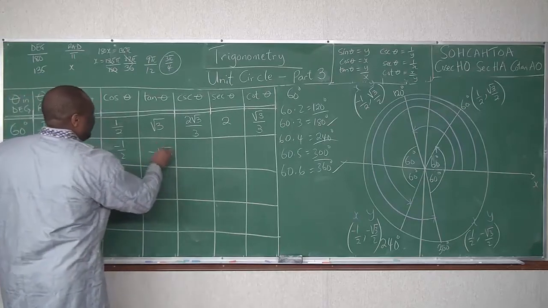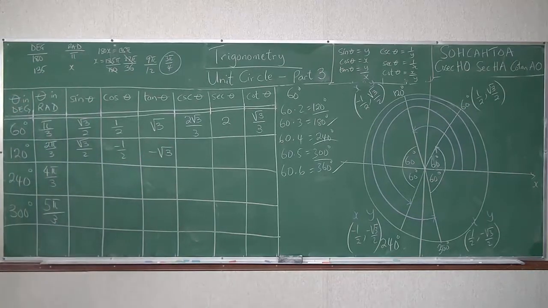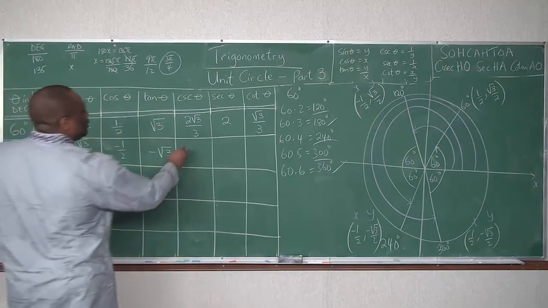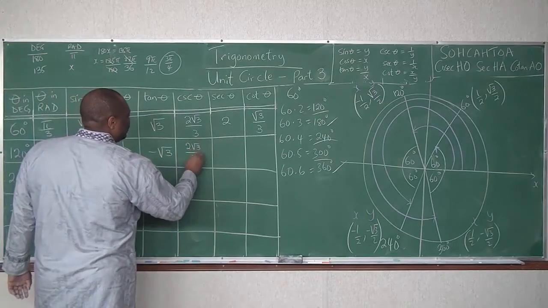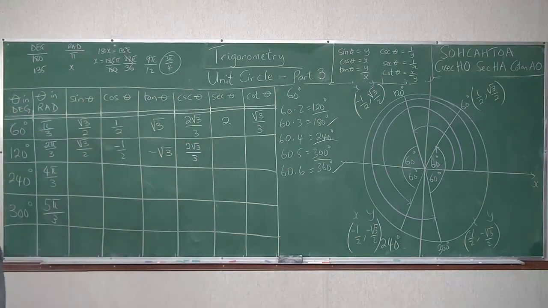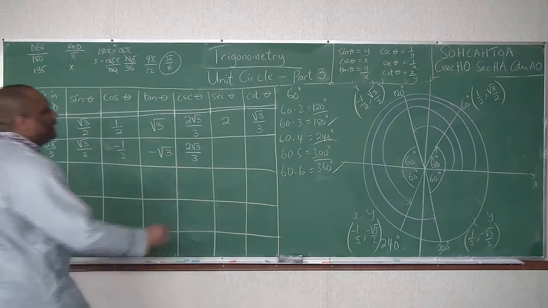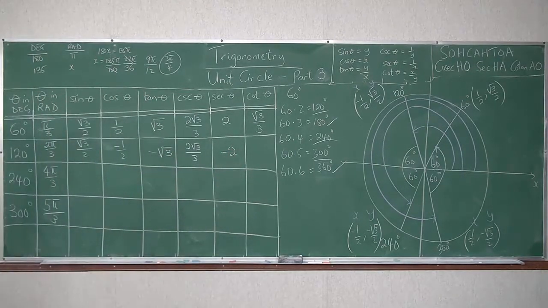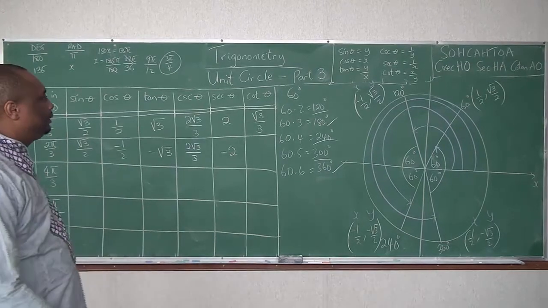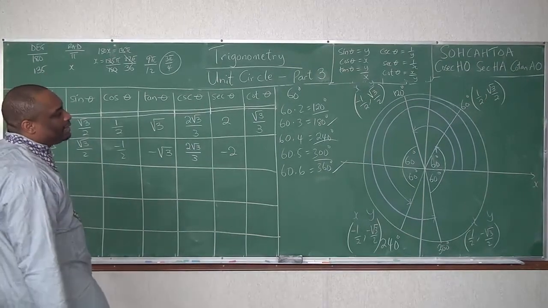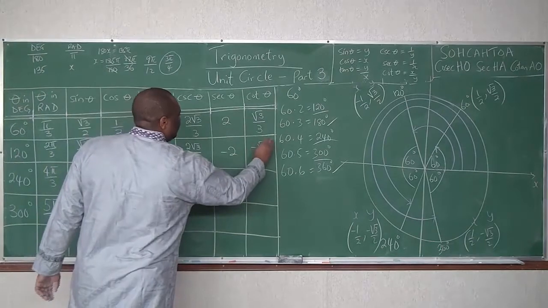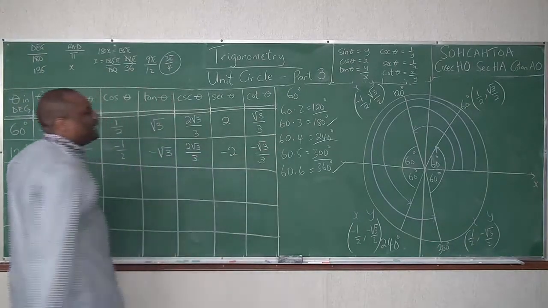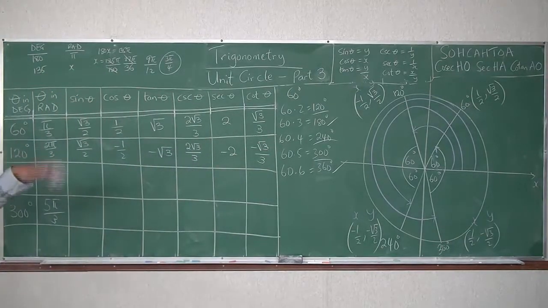Something is positive, something is negative. This is negative root 3. Cosec is 1 over y. Y is positive, so we are good. So this is 2 root 3 over 3. Sec is 1 over x. X is negative, so this will be negative 2. Cotan is x over y. Okay, one is negative, one is positive, you still have negative. Negative root 3 over 3. See that? And you can check this with your calculator to see whether it's right.